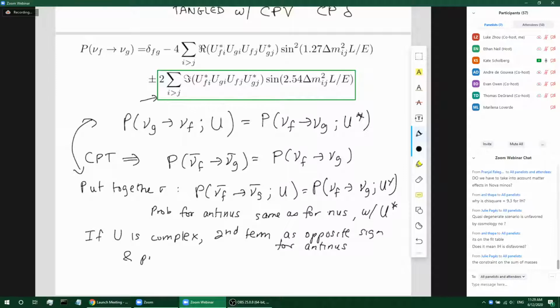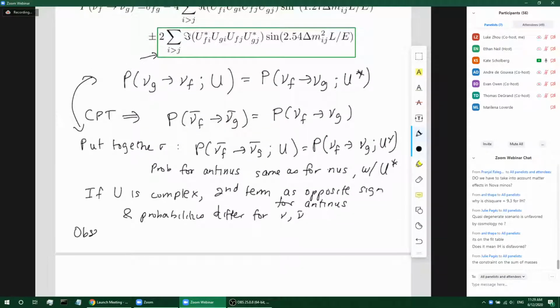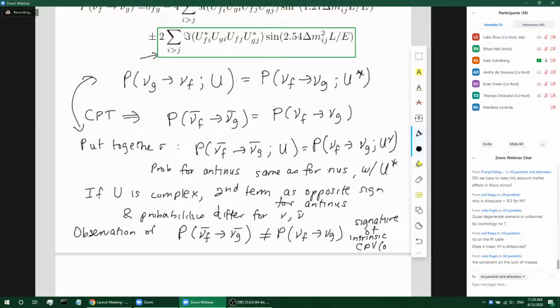And the probabilities will differ for neutrinos and antineutrinos. What this is telling you is that if you observe the probability of nu F bar to nu G bar being different from the probability of transition of nu F to nu G, then this is a signature of intrinsic CP violation. Basically a complex U matrix.